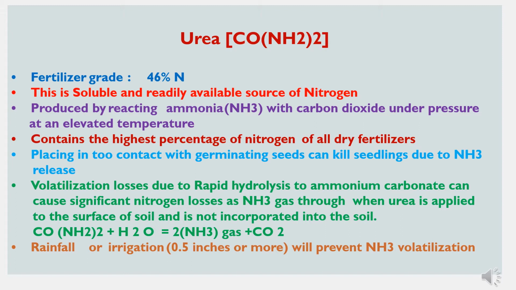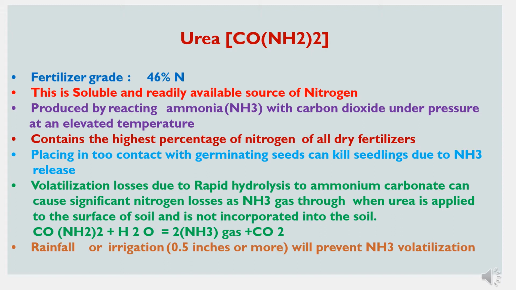Urea is produced by reacting ammonia with carbon dioxide under pressure and at elevated temperature. So after reaction of ammonia with carbon dioxide under high temperature, it will result as urea production. Urea contains the highest percentage of nitrogen of all dry fertilizers. Urea comes under dry fertilizer category. Placing in too much contact with germinating seedlings, meaning very close to the seeds and seedlings, can kill seedlings and damage seeds due to ammonia release.